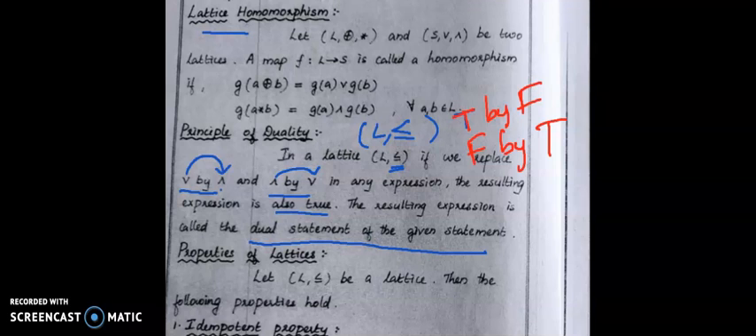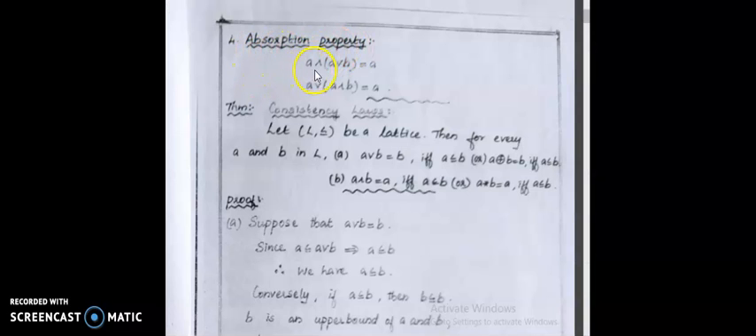Now we will move on to the next thing, properties of lattices. Let (L, less than or equal to) be a lattice, then the following properties hold. Idempotent property: A AND A is equal to A, A OR A is equal to A. Commutative property: A OR B equals B OR A, and A AND B is equal to B AND A. Associative property: (A OR B) OR C is equal to A OR (B OR C), and (A AND B) AND C is equal to A AND (B AND C). Then the absorption property: A AND (A OR B) is equal to A OR (A AND B), which is equal to A.